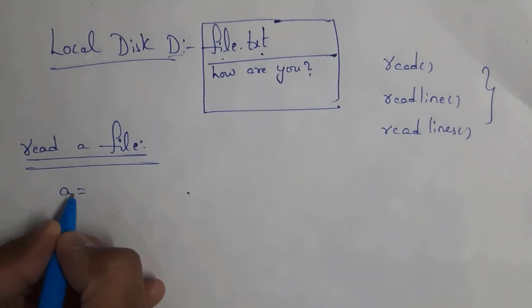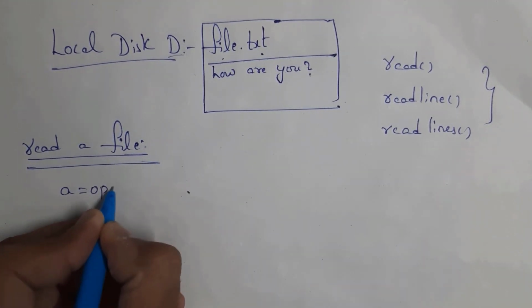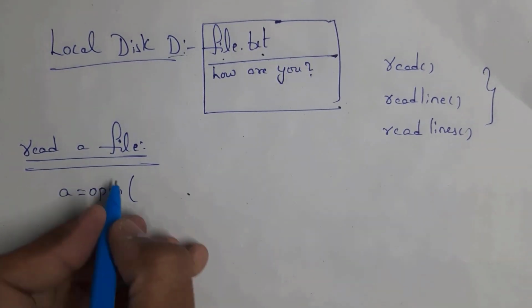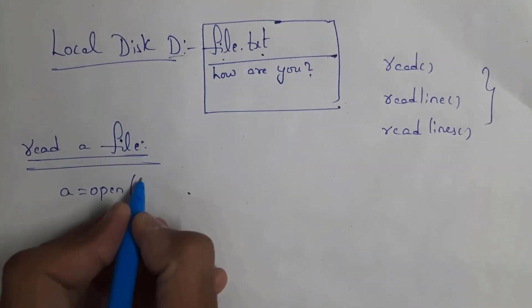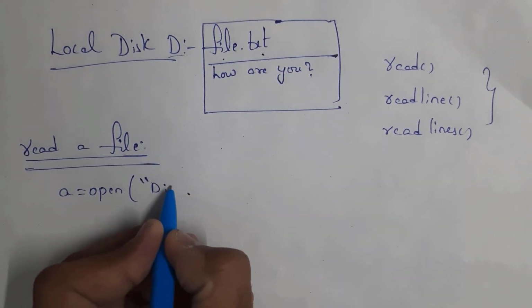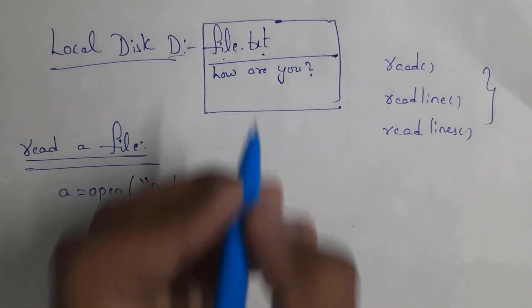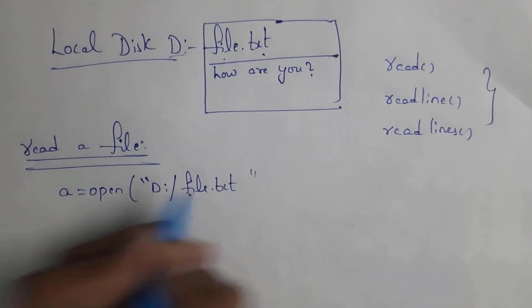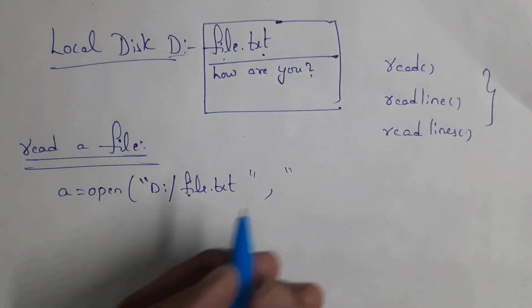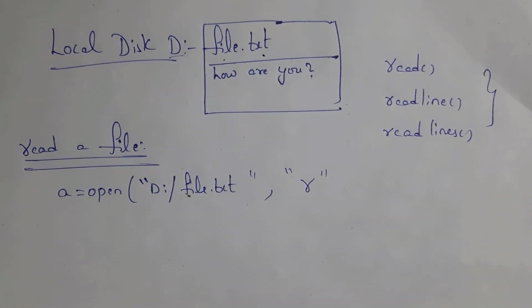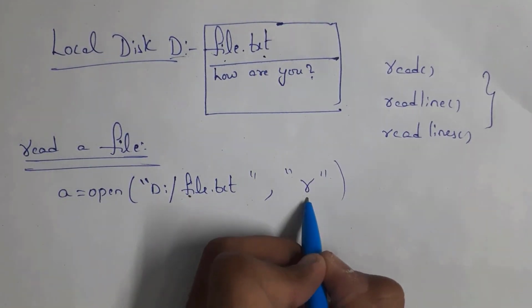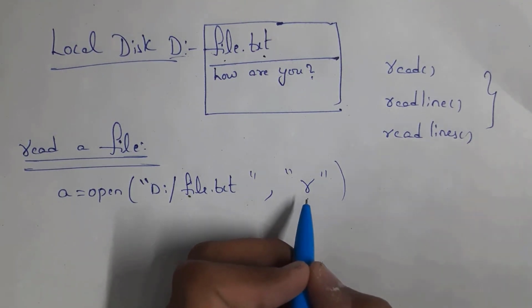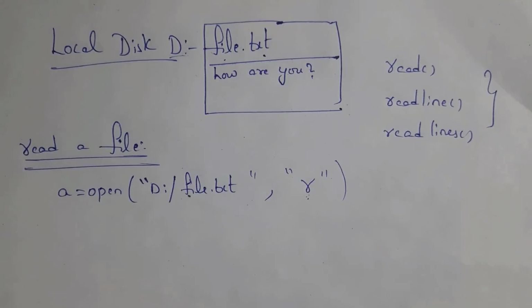At first write a equal to, where a is object, and take open function. Inside open function, write file name. My file is present in local disk D, so write here d:, file name is file.txt. Quotations close, comma. I want to read file, so you need to open this file in read mode. Don't use here write mode. If you want to read file, you need to use read mode, and if you want to add any text, then you need to use write mode. Here if you use write mode, it will display error, so don't use here write mode.